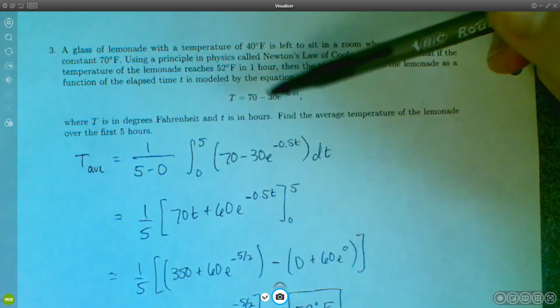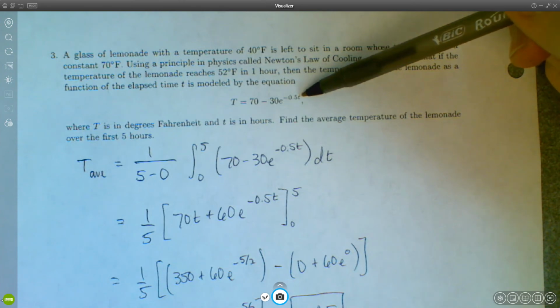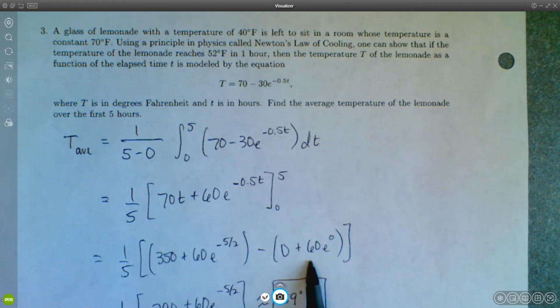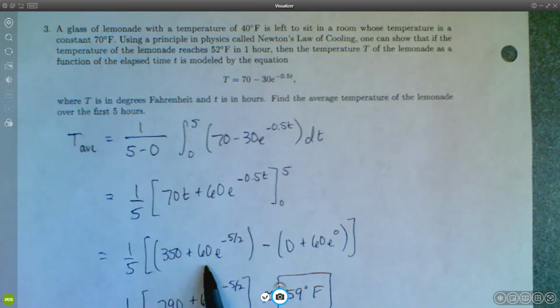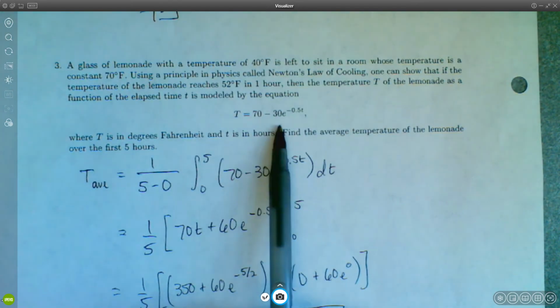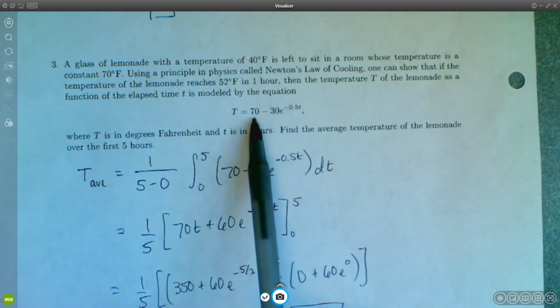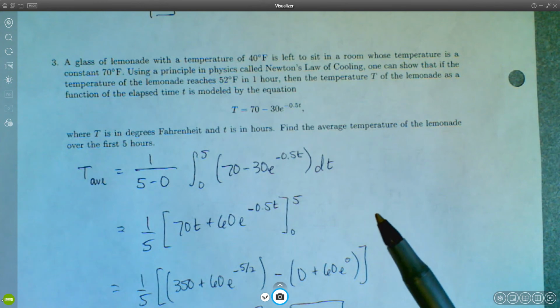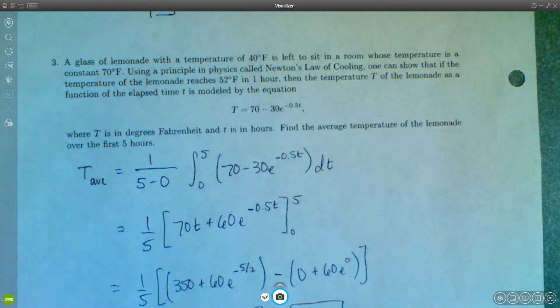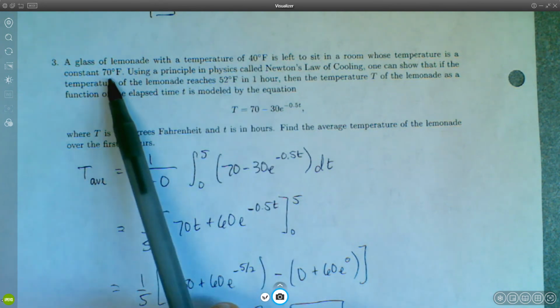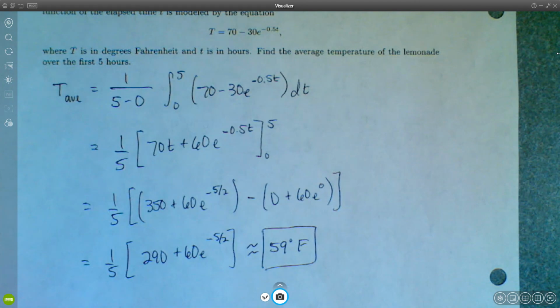To see if that answer makes sense, I suppose you could say, well, what's its temperature at time t equals 0, and then what's its temperature at time t equals 5? Well, this is its temperature at time t equals 5. No, that's not right. Its temperature at time t equals 0 would just be 70 minus 30, which would be 40. Is that right? e to the 0 is 1, 1 times 30 is 30, you get 70 minus 30, 40. Oh yeah, the lemonade's really cold, and then it warms up. Okay, now this is making sense. It's sitting in a room at 70 degrees. So yeah, 59 degrees makes sense. Anyway, that's all.